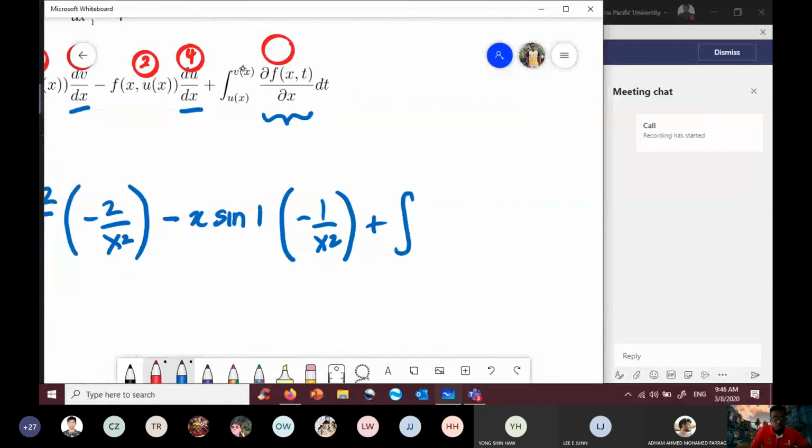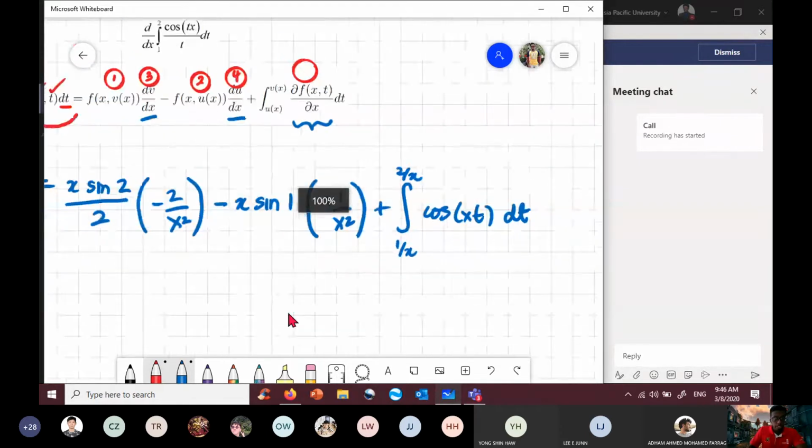and then we have plus integral, put back your u and v. My u and v was 1 over x and 2 over x. df over dx, just now we already found it. df over dx, we got the answer was cos xt. And finally, dt. Okay, this is the expression. So finally, we just plug in everything that we have and do not leave your final answer in this form. Simplify and make sure you integrate the last part here. Okay, that's the whole point of it.